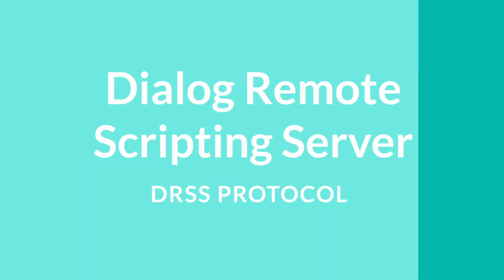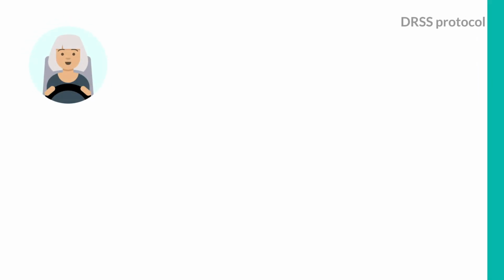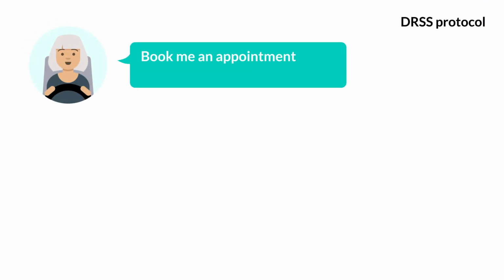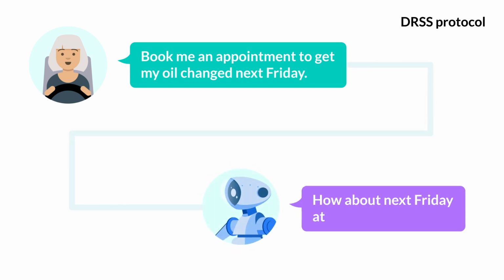Speaking of accessing data, this brings us to thing number 3, the Dialogue Remote Scripting Server, or DRSS for short. You can set one of these up when you want to create a robust interaction that pulls in data from an outside source. Here's an example that uses this protocol. Book me an appointment to get my oil changed next Friday. How about next Friday at 10 a.m.?